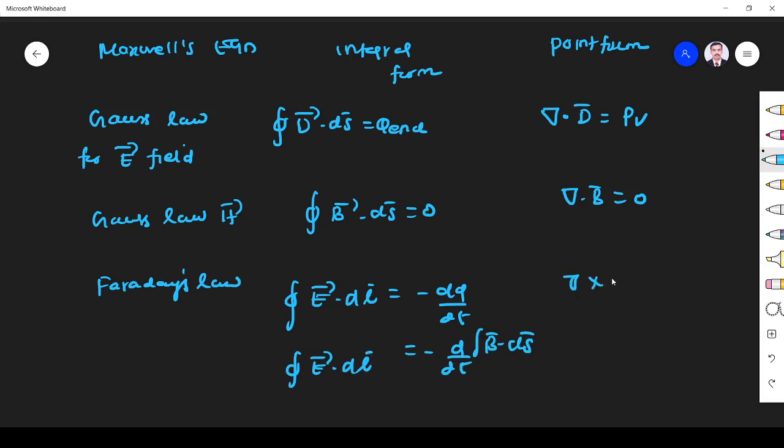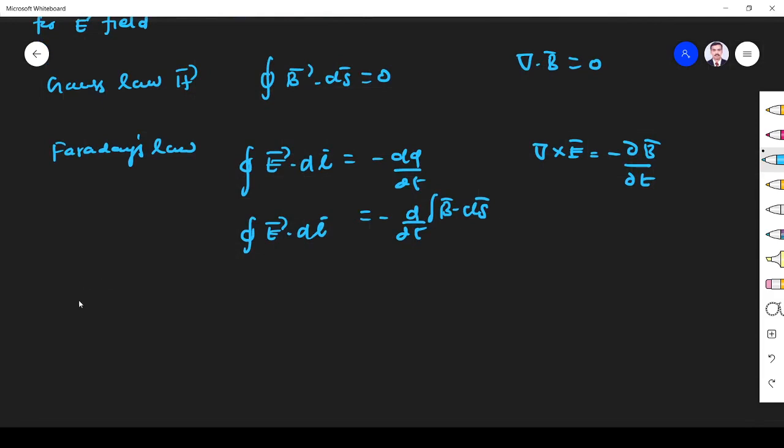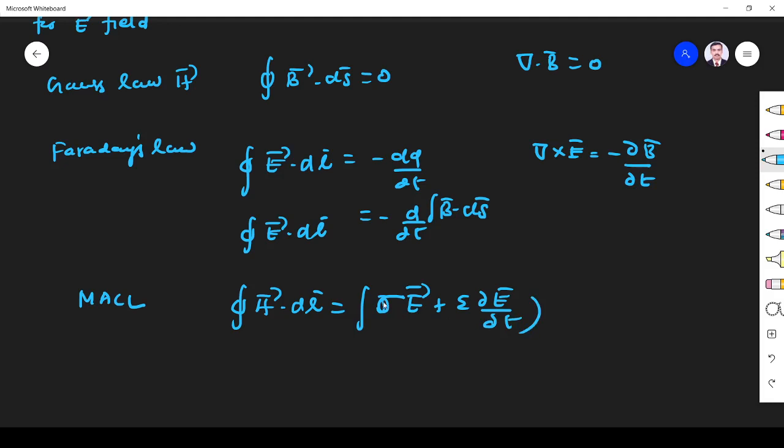Del cross E is equal to minus ∂B by ∂t. Then the modified Ampere circuital law is given by ∮H·dl equals the integral of (Jc, that is σE, plus Jd, that is ε ∂E by ∂t) dot dS. That we can write as (Jc plus Jd) dot dS.